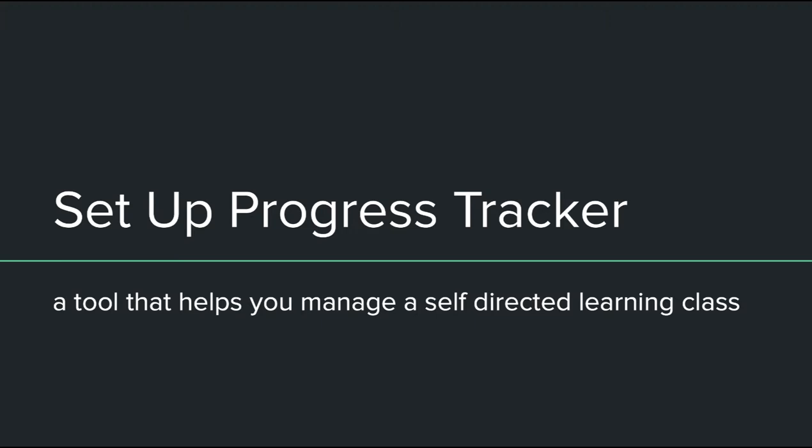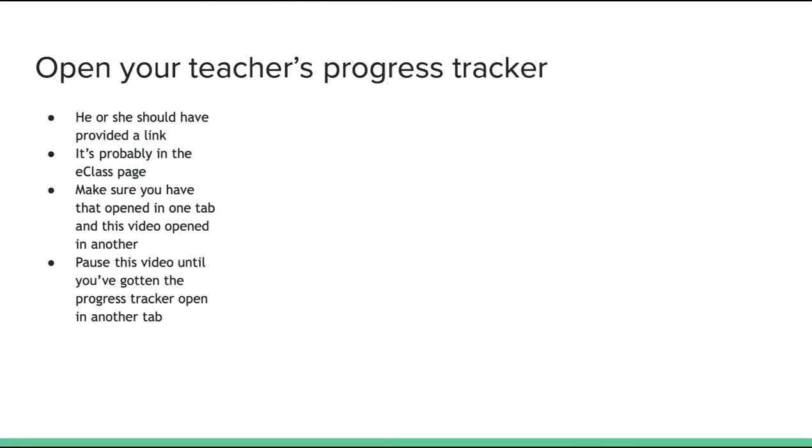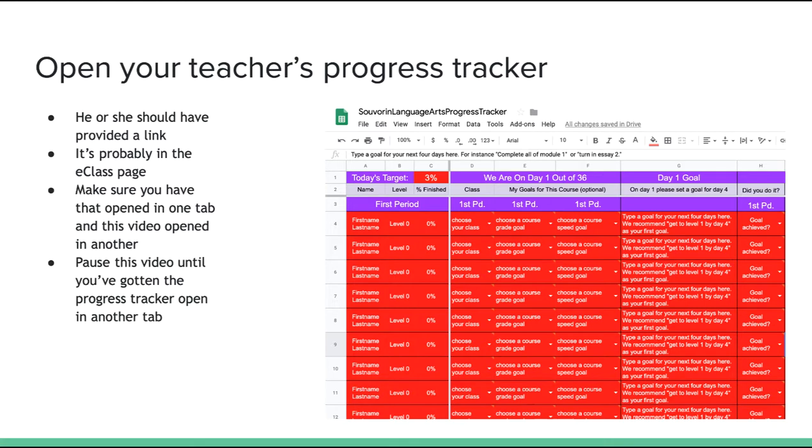The Progress Tracker is a tool that's going to help you manage your own pace and your own progress in this self-directed learning class. The first thing you'll need to do is open up your teacher's Progress Tracker. Your teacher should have provided a link to that, and that link is probably in the e-class page.